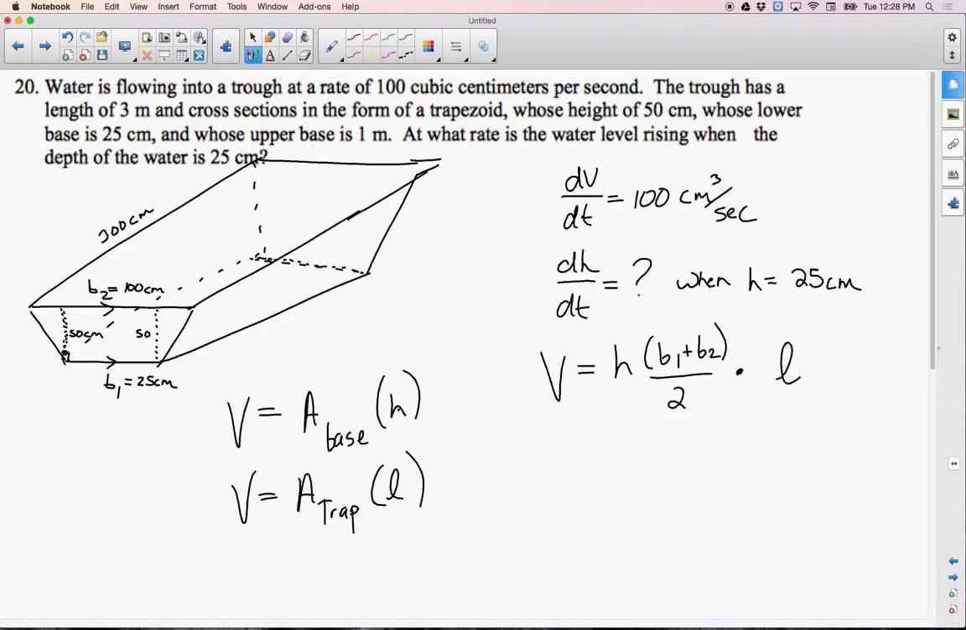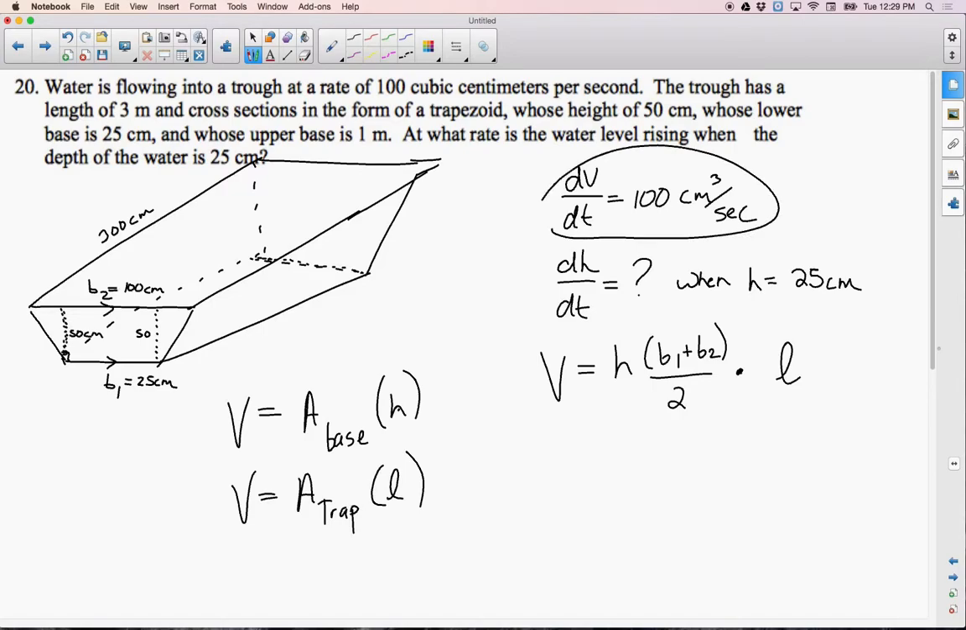Let's talk about it, because anytime before we take the derivative, we should talk about what's changing and what's not changing. Because how many variables are in this problem? 1, 2, 3, 4, 5. I count. That's a lot of variables. Does the volume change as we fill this trough up? Yes, and in fact, that's the one we want. That's the one we know.